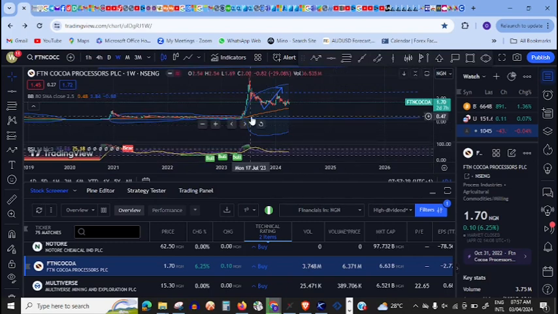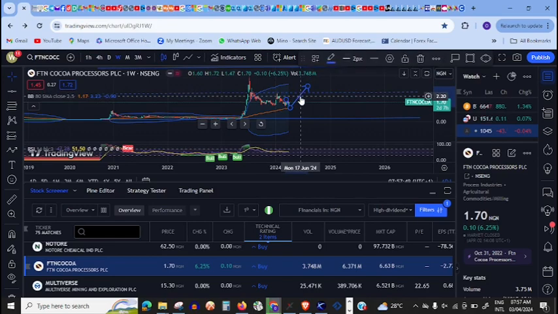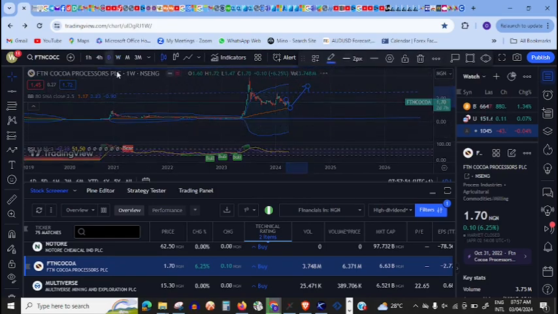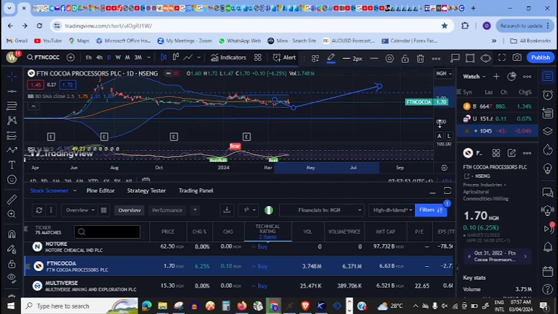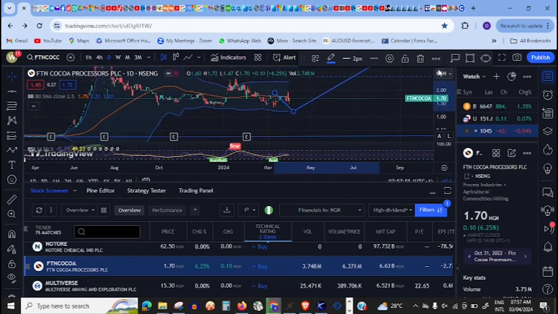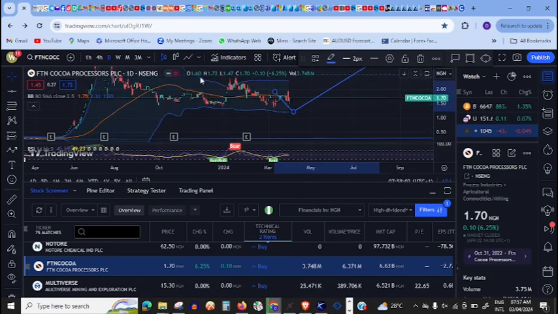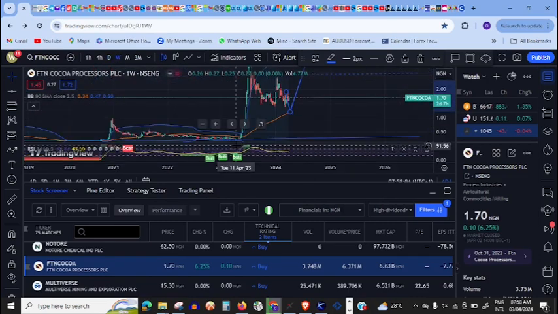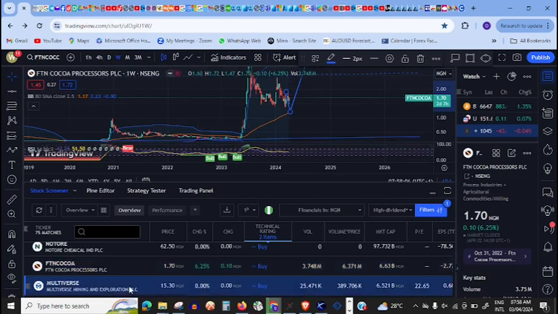Okay, for FTN Cocoa, it didn't touch the place I was hoping it would touch. Okay, this is the weekly chart. Let me check the daily. For the daily, okay, you can get entry at that level, but it's going to take a long period of time.